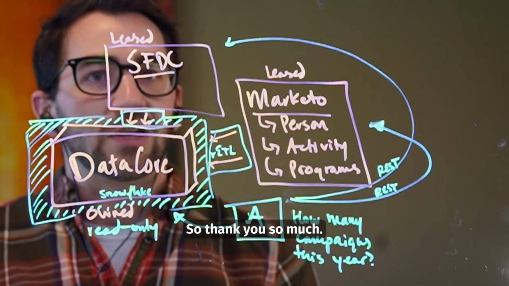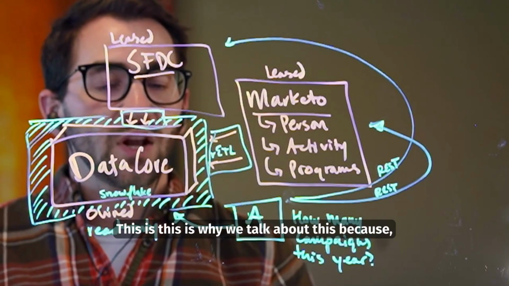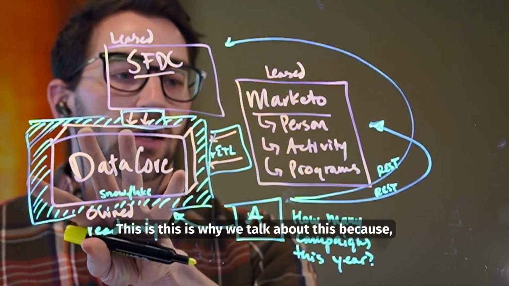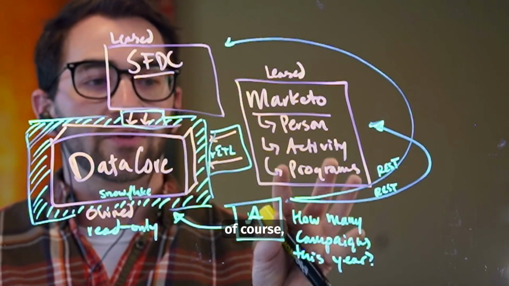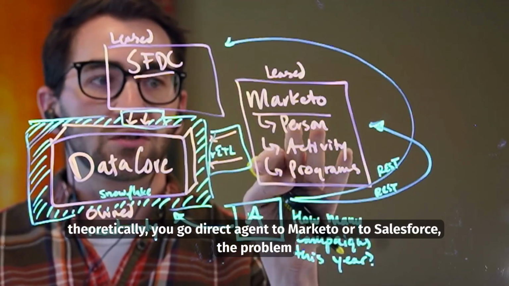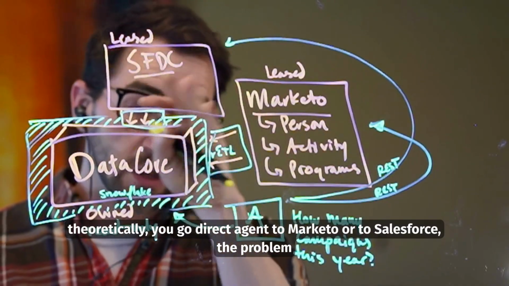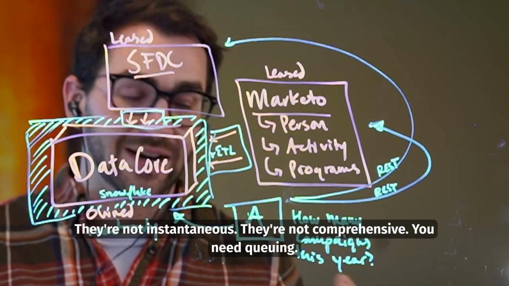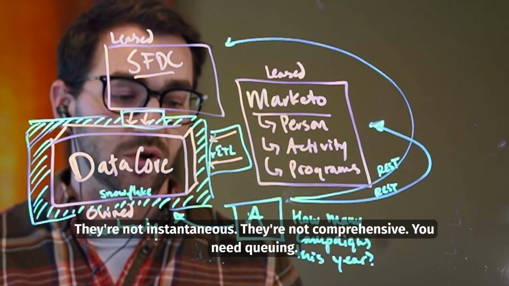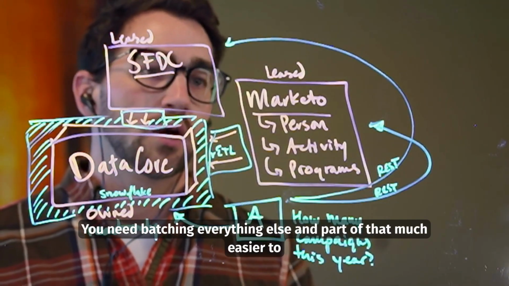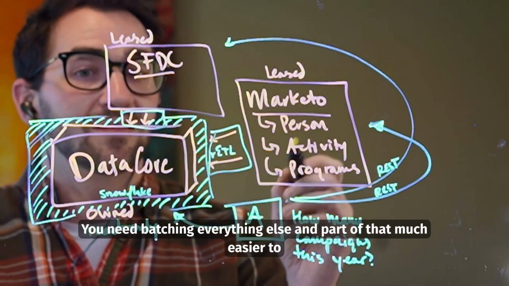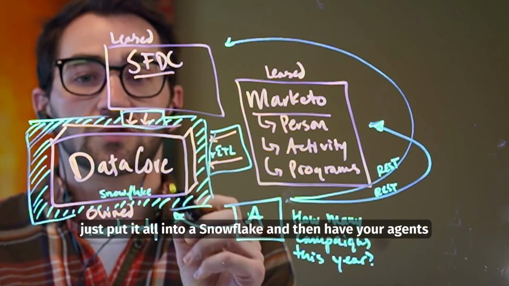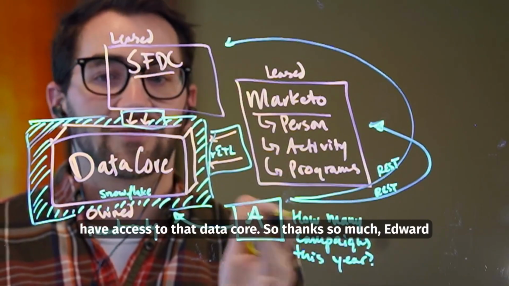This is why we talk about this, because theoretically you could go direct from agent to Marketo or to Salesforce. The problem with that is the API calls are not perfect. They're not instantaneous. They're not comprehensive. You need queuing, you need batching, everything else. It's much easier to just put it all into a Snowflake and then have your agents have access to that data core.